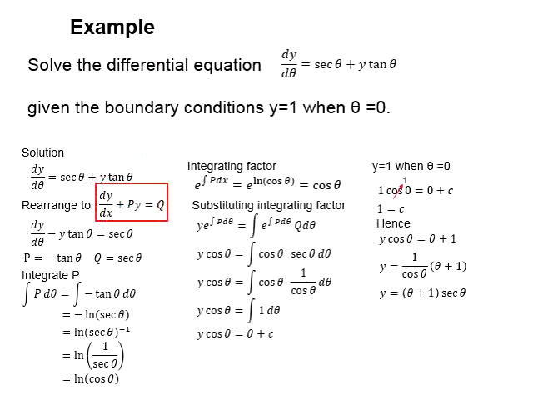To rearrange this in this format, you need to move this y to the other side, which gives you this. Compare the structure here. You will know that the P is actually equals to negative tangent theta, and Q is equals to secant theta. Now you need to integrate the P over d theta. Substitute this into the function here, you will get this.